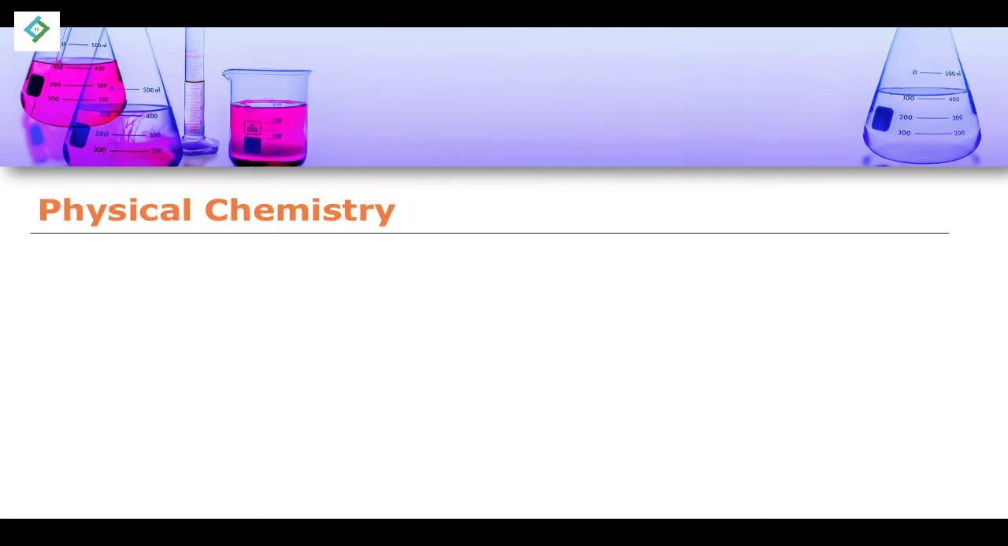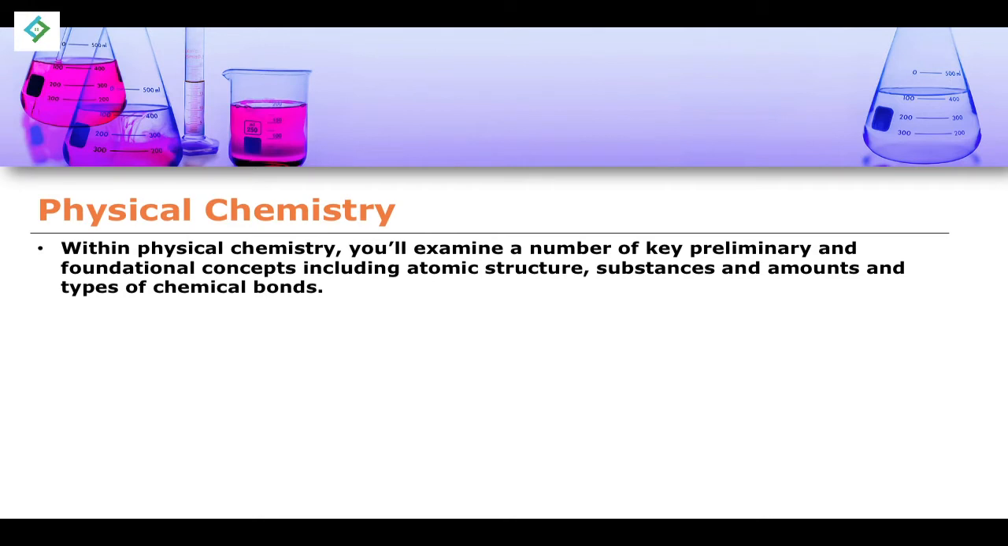Beginning with physical chemistry, you will examine a number of very key preliminary and foundational concepts. So the basics and the introductory concepts to A-level chemistry will be covered in the physical chemistry section. You'll be doing things like atomic structure, the difference between atoms, elements, isotopes of elements and ions. You'll do substances and amounts, so things like moles, percentage yield, etc., as well as the types of chemical bonds and chemical reactions that take place. So you will cover ionic bonding, covalent bonding, hydrogen bonding, etc.